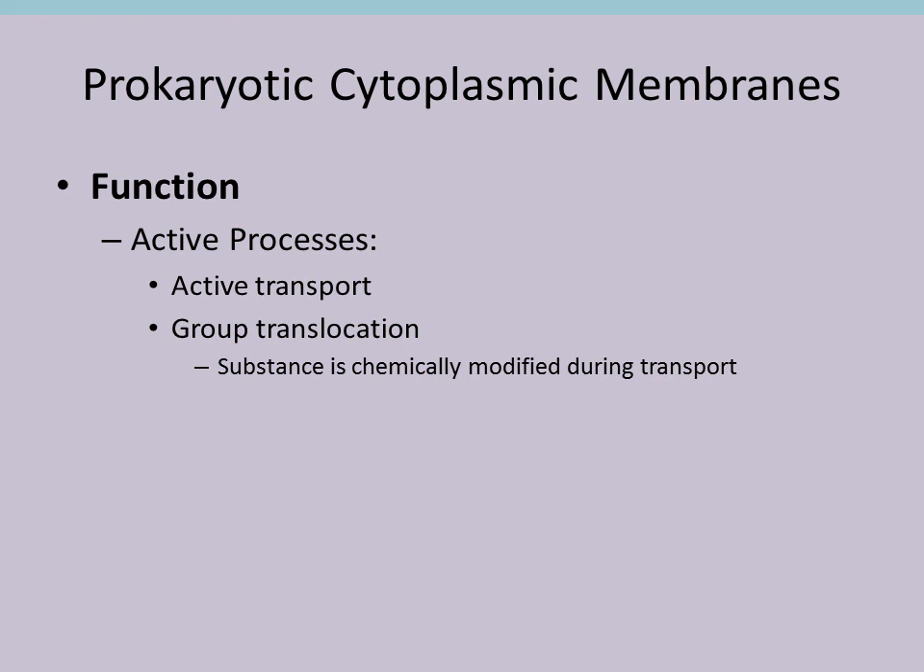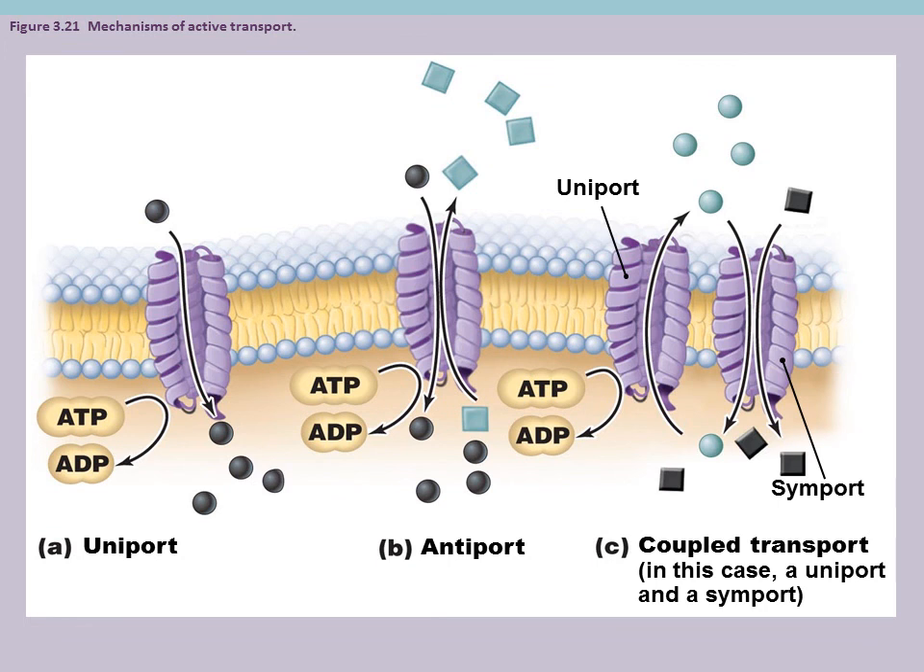Active process: there are two types, active transport and group translocation. It's going to depend on the size as to which one of these happens. With active transport, you can have what's known as uniport, where you're moving one substance in one direction. You can have what's known as antiport, where you're moving two substances in opposite directions. So one comes in and one goes out.